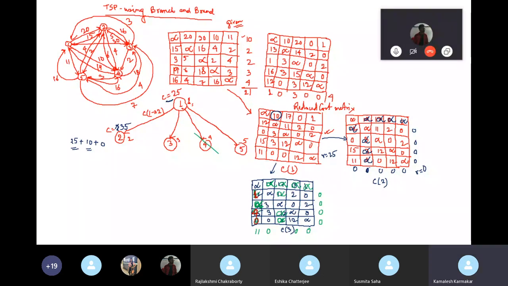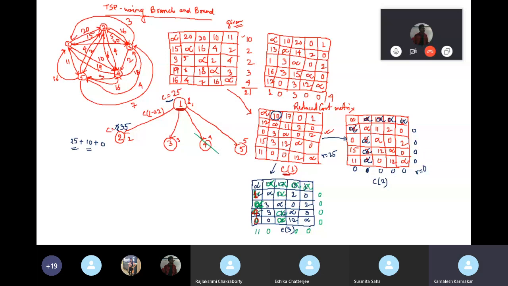Okay, so is there any doubt here? Should I repeat this one? We have to follow the same process. So we have to generate. So this is the C1 we have generated earlier. This is the reduced matrix for vertex 1.